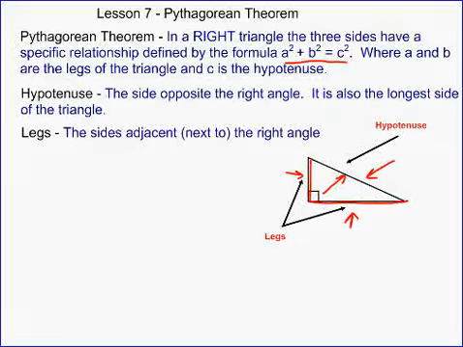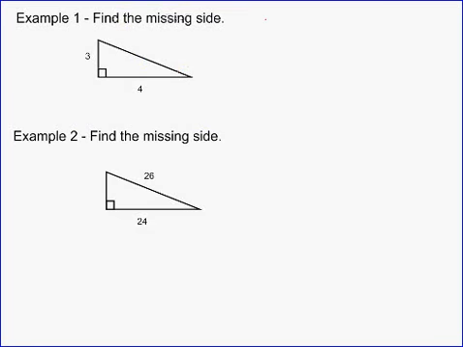So let's work some examples of this. The first example says find the missing side. So we're going to use a squared plus b squared equals c squared. Well, we have to identify what a, b, and c are. A and b are the legs. The legs are the sides next to the right angle. So in this case, they are 3 and 4. So we're going to do 3 squared plus 4 squared equals c squared.